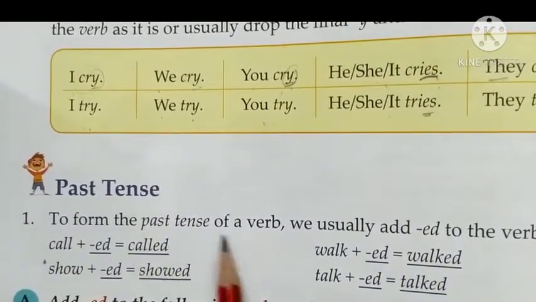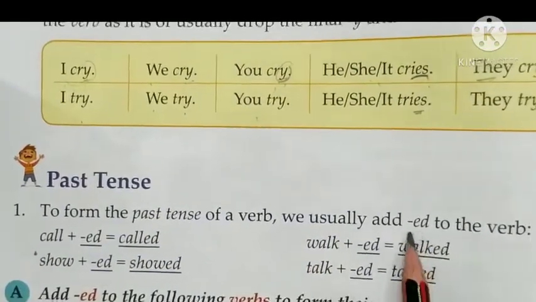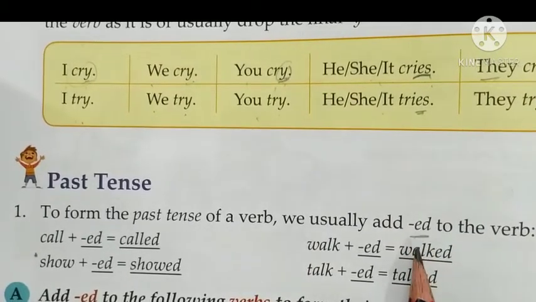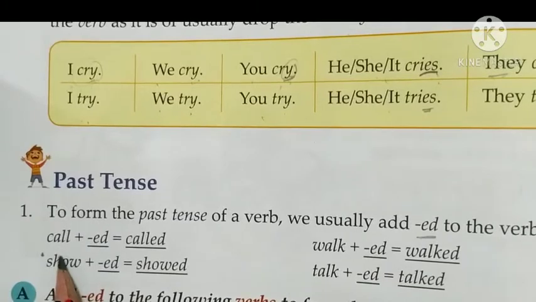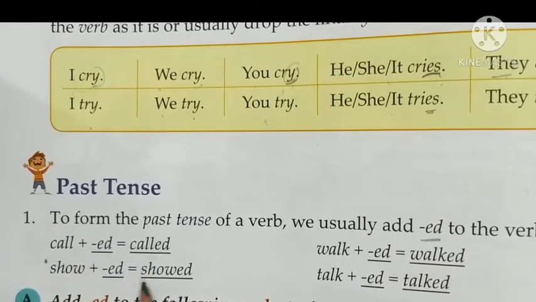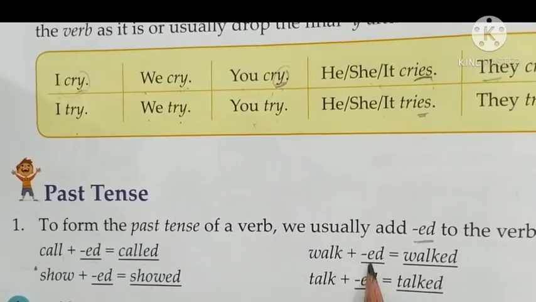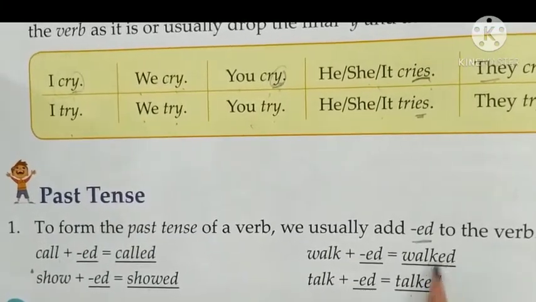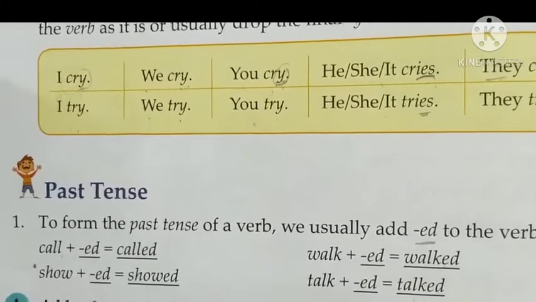Now let's see the past tense. To form the past tense of a verb, usually add ed to the verb. In most of the cases we simply add ed and make it the past tense. Like call becomes called, we add ed to the verb. Show plus ed becomes showed. Walk plus ed becomes walked. Talk plus ed becomes talked. So simply by adding ed we make it the past tense.